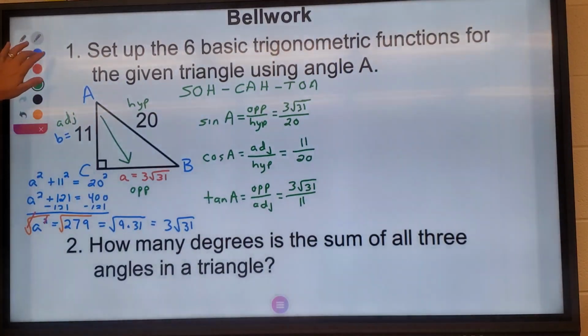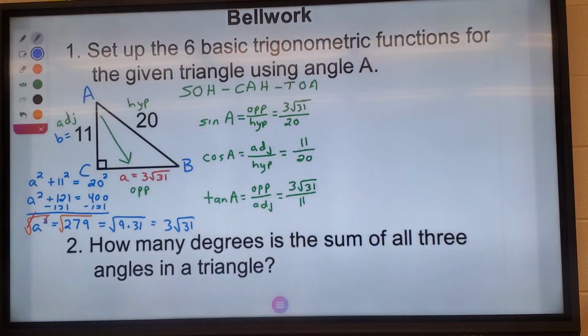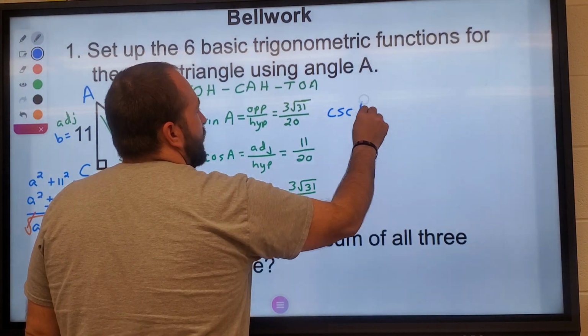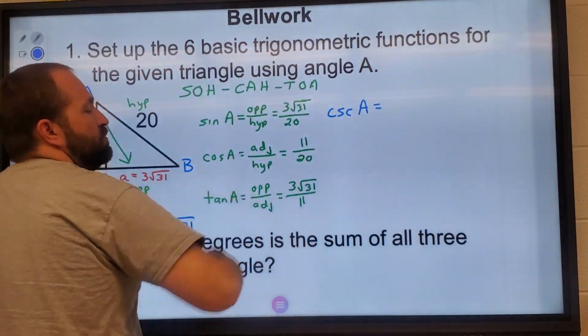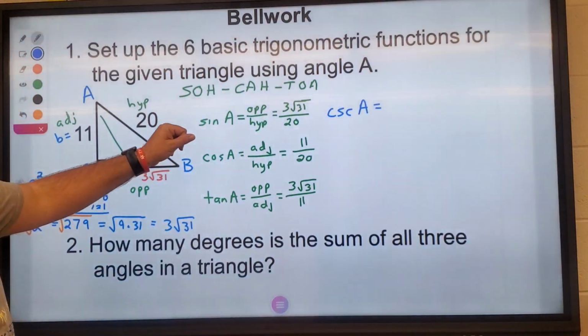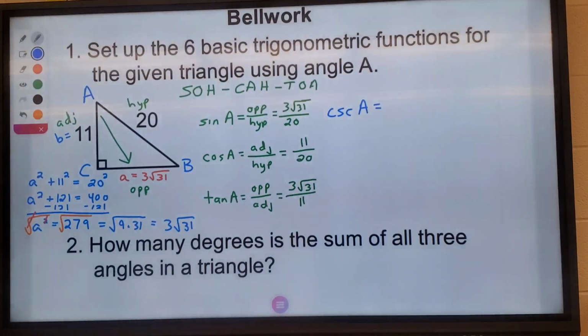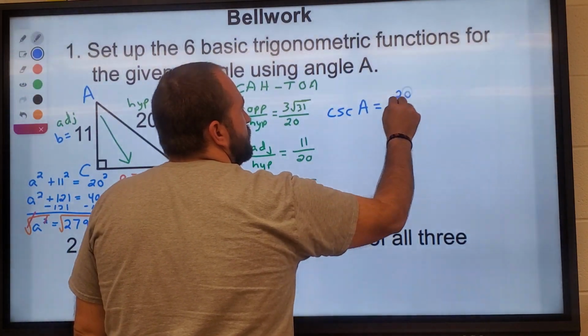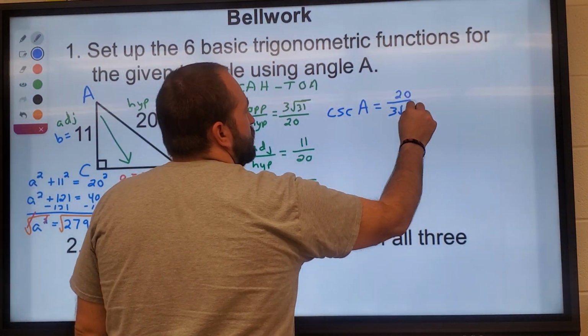Okay, taking those, we have to find the reciprocal functions. The reciprocal functions, again, are cosecant, secant, and cotangent. All right, so here, cosecant, or CSC, of angle A. What we'd do before is backtrack through the work and find which one we can flip without having that square root on the bottom. The problem here is that we only have the one fraction. So you have to flip that. So I have 20 over 3 root 31.